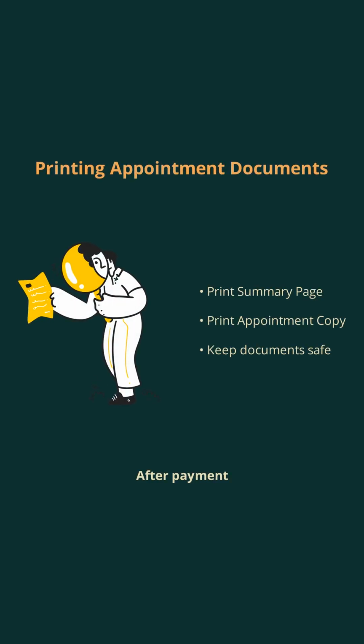After payment, you'll need to print two important documents: the summary page and the appointment copy. These documents are generated on the portal once your application and payment are complete. Print them out and keep them ready, as you'll need to present them at the passport office. These papers serve as proof of your application and appointment, so make sure they are clear and legible.